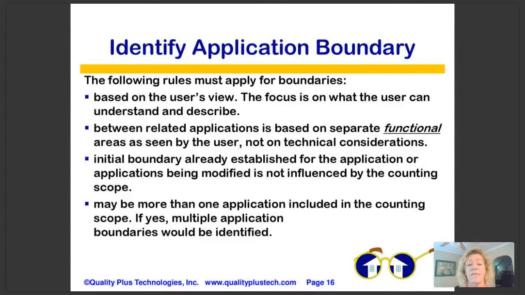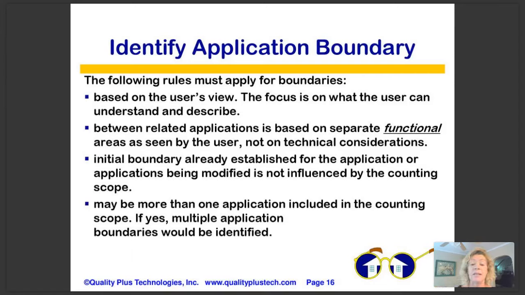The following rules apply for boundaries, based on the user's point of view. The focus is on what the user can understand and describe. When we're looking at the application boundary between two related pieces of software, it's based on separate functional areas, not on technical or physical considerations, but based on functionality splits.